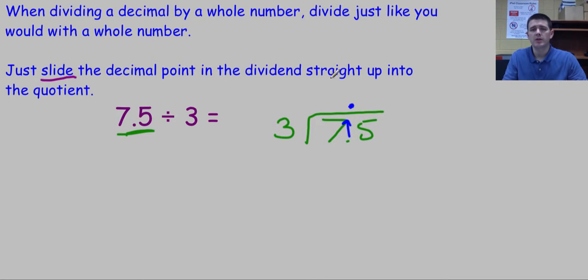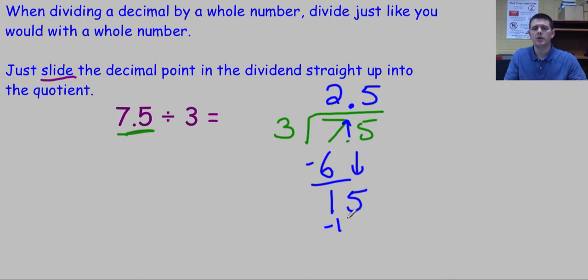3 goes into 7 2 times. 2 times 3 is 6. We subtract, we get 1. Bring down our next number. Notice I didn't bring down the decimal point. I'm not worried about the decimal point once I place it in my answer. 3 goes into 15 5 times, which gives me 15. I have 0 left over, so I'm done. So in this case, it divided just like it normally would. All we had to do was slide that decimal up into our answer.